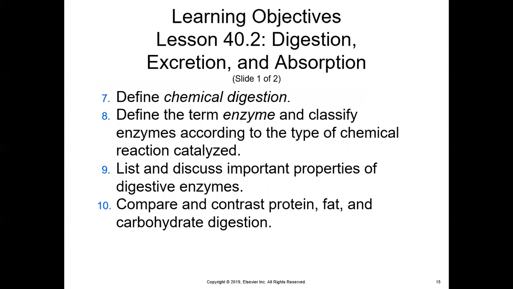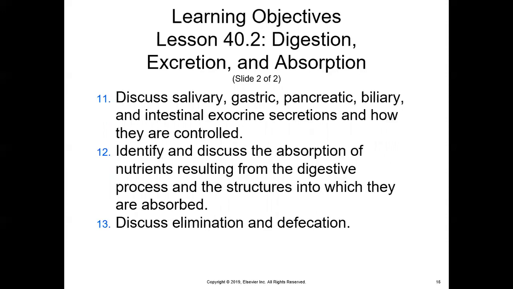So now we're getting the learning objectives for the next lesson, which is digestion, excretion, and absorption. We're going to define chemical digestion, define the term enzyme, classify enzymes according to the type of chemical reaction catalyzed, list and discuss the important properties of digestive enzymes, and compare and contrast protein, fat, and carbohydrate digestion. We're also going to discuss salivary, gastric, pancreatic, biliary, and intestinal exocrine secretions and how they are controlled.